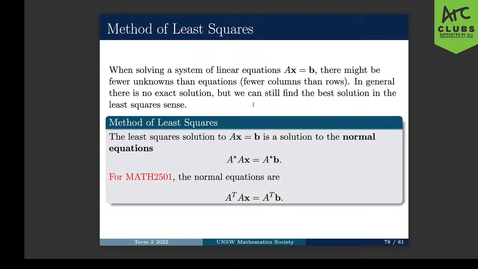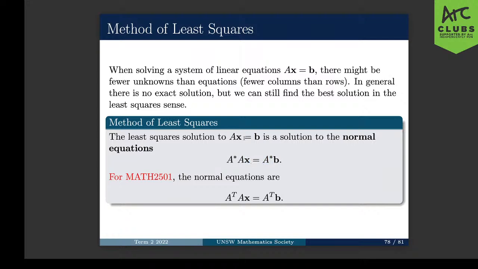And so here's the formula for that. The least squares solution to this system of linear equations is a solution to the normal equations, which is A star times A times X equals A star B. Just multiply A star on both sides, and we want the solution to that.